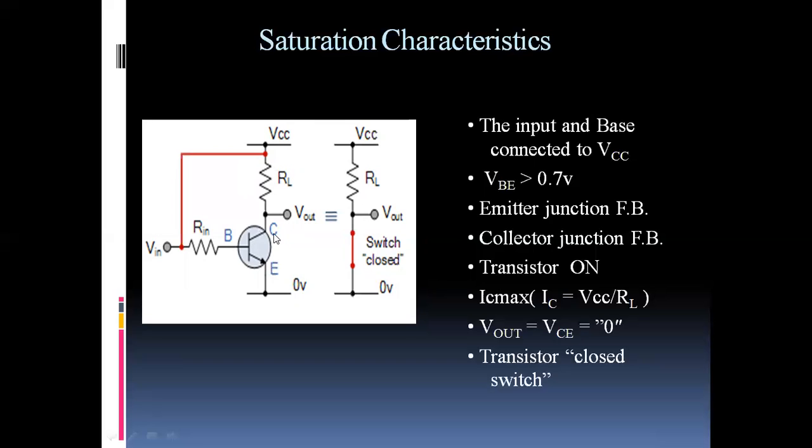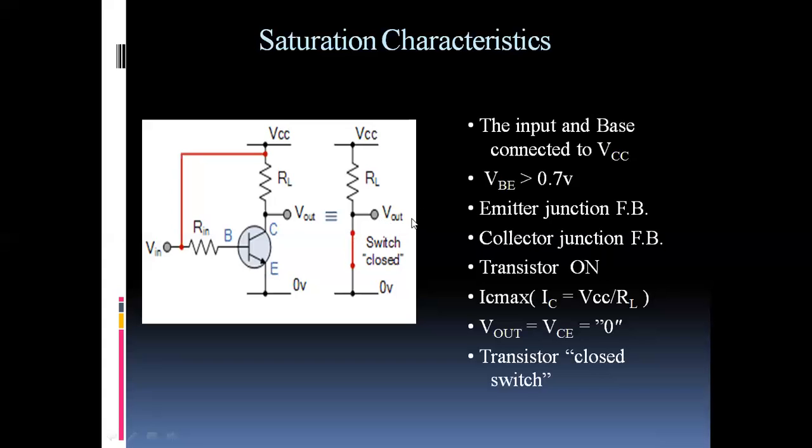Whatever collector current flows through the circuit, we get it as the maximum collector current. This value is given by VCC by RL. Since the transistor acts as a closed switch, the VC value, that is nothing but the Vout, is equal to 0. Whenever we apply Vin equal to 1, we get Vout equal to 0.